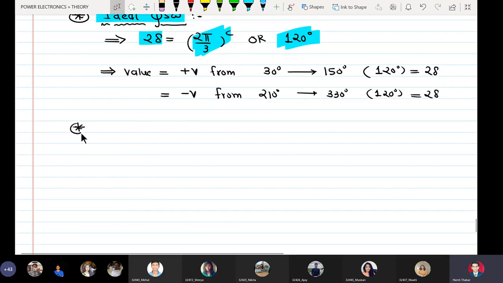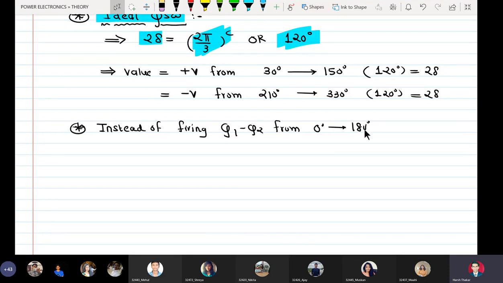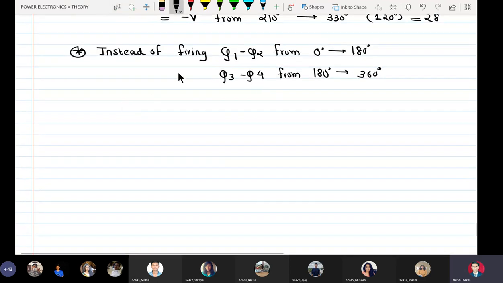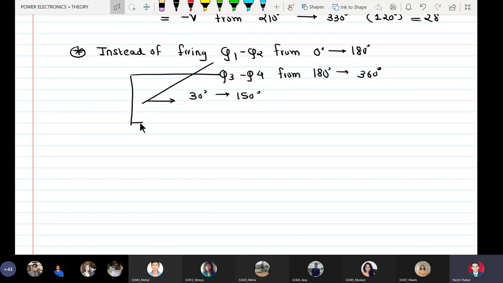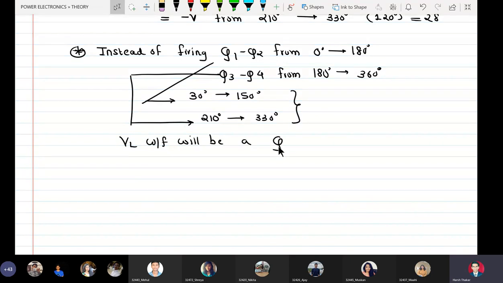So I can make an important point here that instead of firing Q1, Q2 from 0 degrees to 180 degrees and Q3, Q4 from 180 degrees through 360 degrees, if I fire Q1 and Q2 from 30 degrees to 150 degrees, and Q3, Q4 from 210 degrees to 330 degrees, the VL waveform will be a Cauchy square wave.